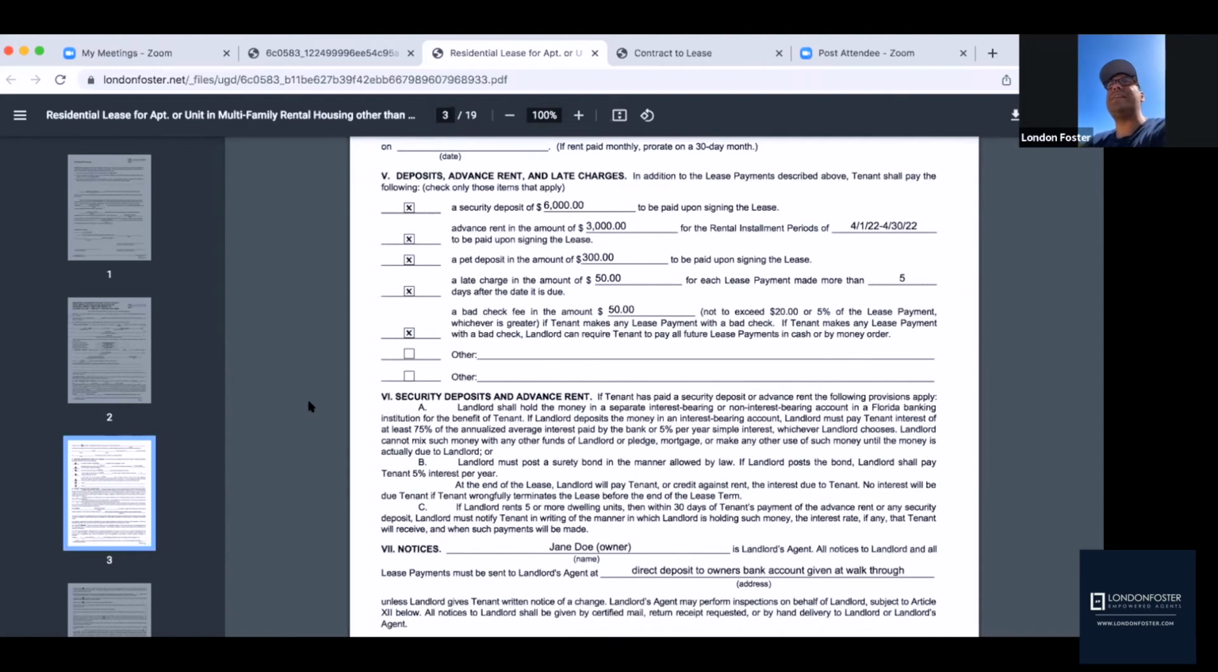You can request anything you want. The owner does not have to agree to it. The owner does not have to reduce your rent. The owner is under no obligation. The only thing that it says there is peaceful enjoyment.